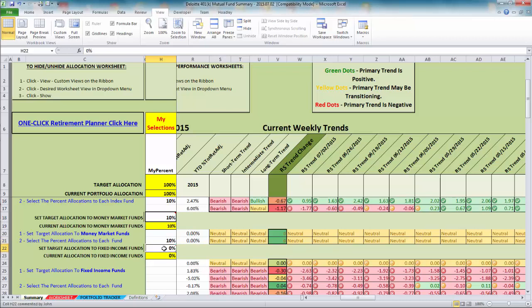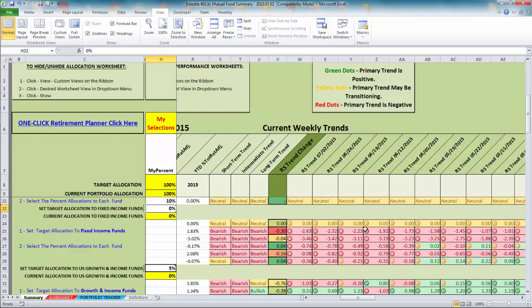The fixed income, we've changed that to a 0% allocation. And the reason for that is we see red lights down the right side, and we're seeing red lights on the left side of column V. So that's showing that this is not a good category to be in right now.